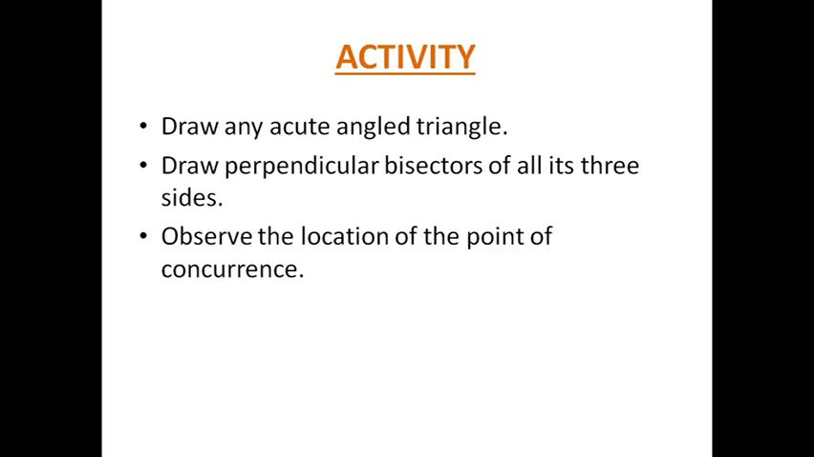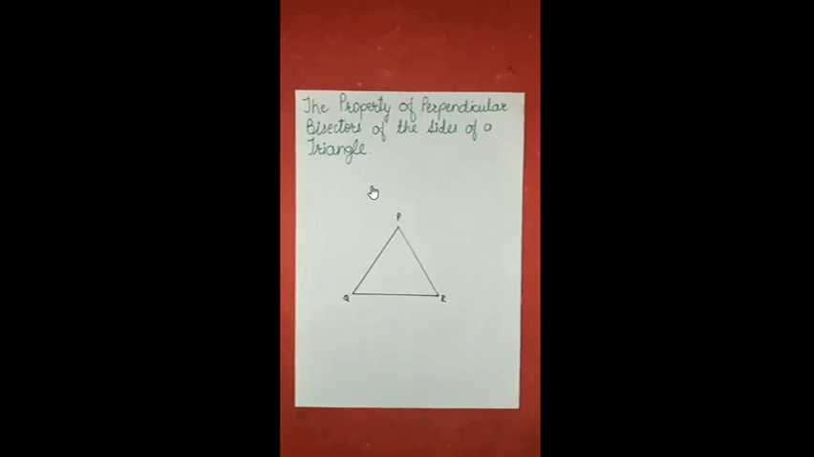Draw any acute angle triangle. Draw perpendicular bisectors of all its three sides. Observe the location of the point of concurrence. Now children, I am using a sketch pen for the construction so that it is clear to you in this video. But remember, you will use only a sharp pointed pencil for construction.